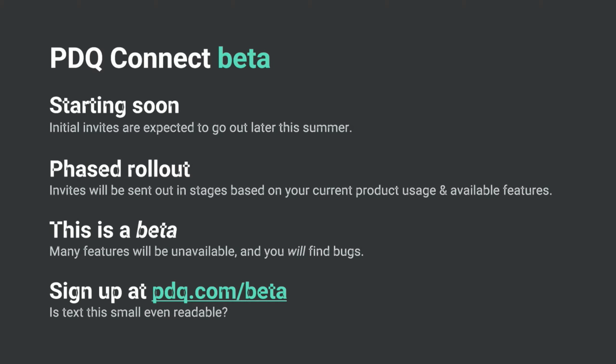And again, if you have not actually signed up for the beta yet, it's just pdq.com/beta. It's a very quick form you fill out. The information there helps us understand your environment and also how you use our current products, so we can figure out where you fit into the beta program. So from here, I'm going to transition to Ryan, who's going to talk about how we're keeping PDQ Connect secure.